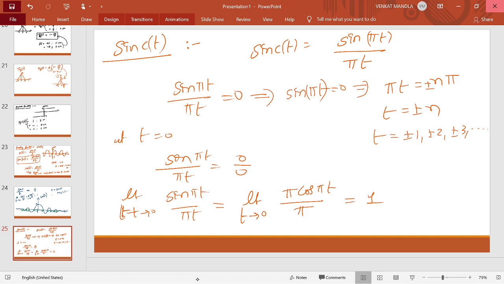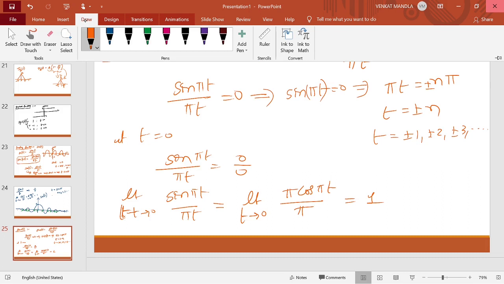But in the case of the sampling function Sa of t, we have zero crossings at plus or minus pi, plus or minus 2 pi, plus or minus 3 pi, and so on. At plus or minus n pi you have zero crossings for the Sa function. For the sinc function, at plus or minus n, that is plus or minus 1, plus or minus 2, and so on, you have zero crossings. So I want to represent this graphically.